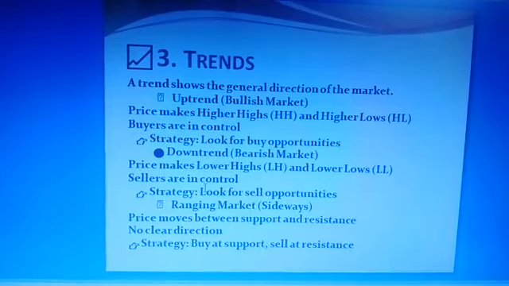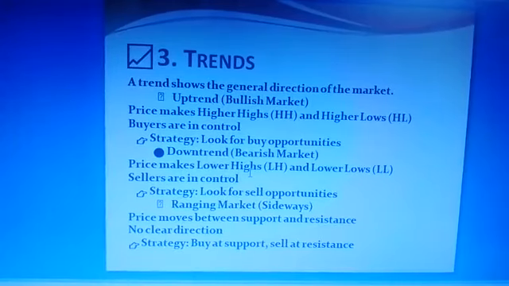Trends. A trend shows the general direction of the market. We have the uptrend, which is also the bullish market. Price makes higher highs and higher lows, and buyers are in control. In an uptrend market, you see higher highs and higher lows, and buyers obviously control that kind of market.